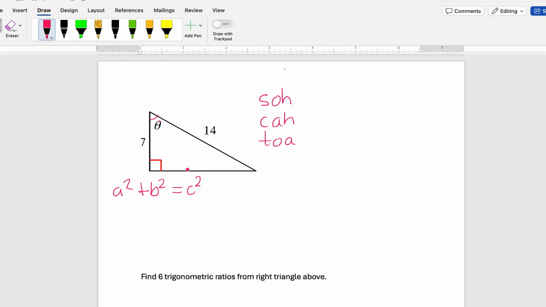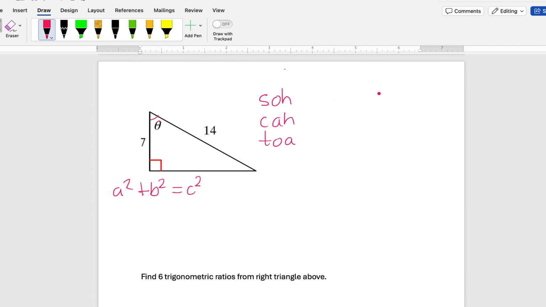And we already know that whenever it's a right triangle, we use two things. One is the Pythagorean theorem if we have a missing side. And we also use SOHCAHTOA, where sine is opposite over hypotenuse, cosine is adjacent over hypotenuse, and tangent is opposite over adjacent. We also need to find the other three trigonometric ratios, which are the reciprocals of these.